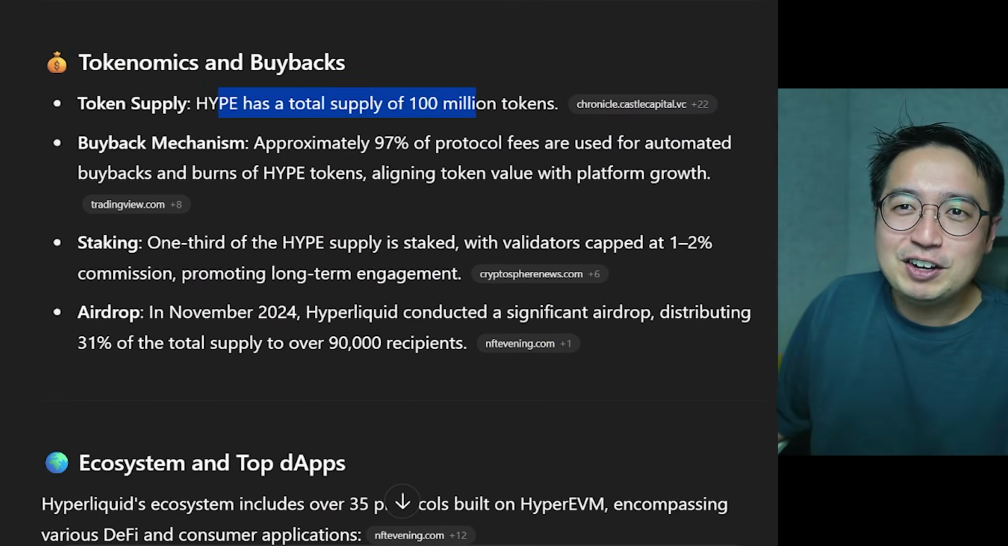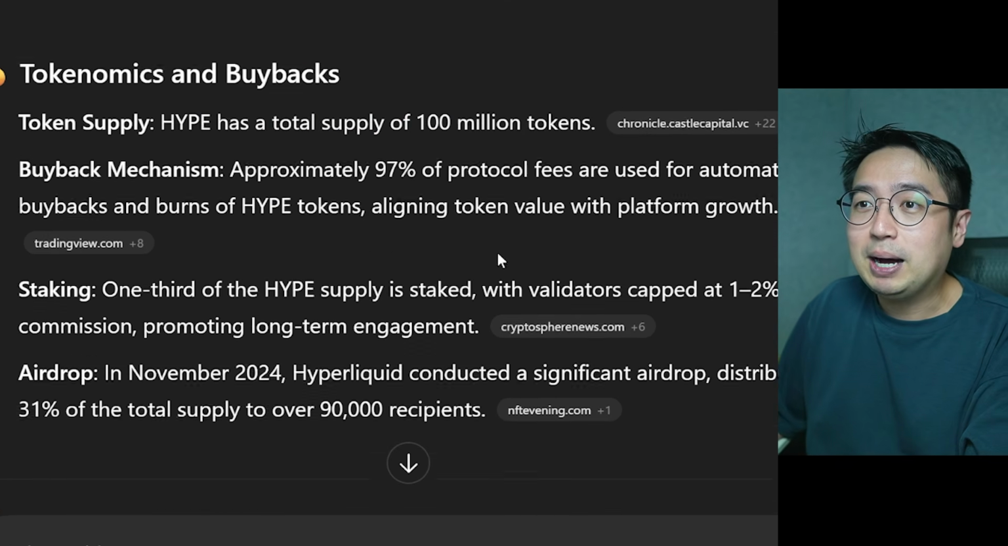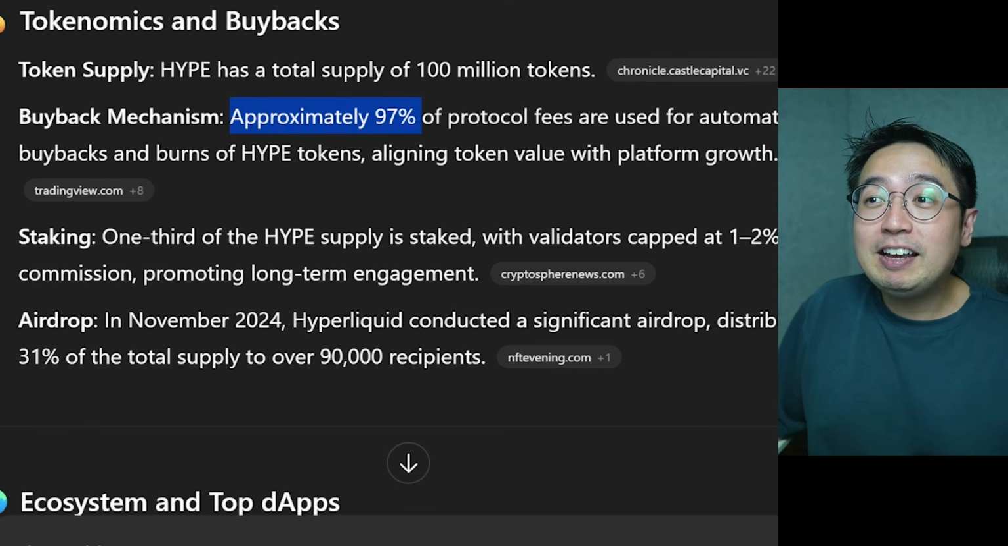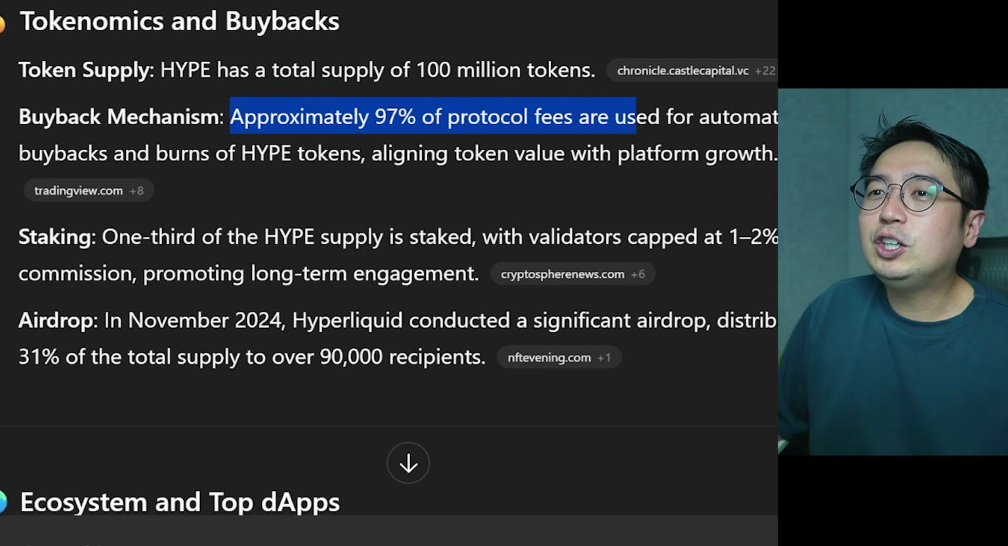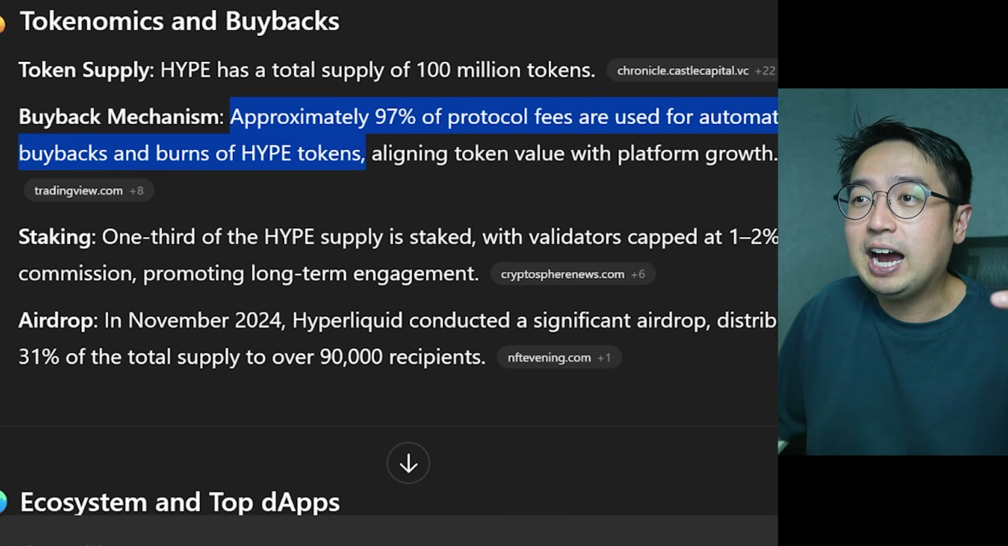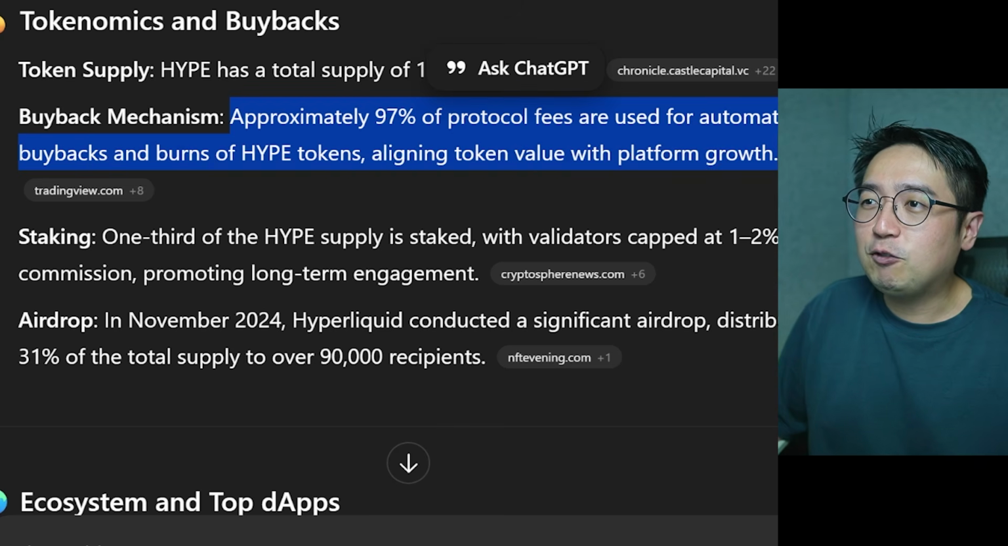Hype has a total supply of 100 million tokens, and they have a buyback mechanism. Approximately 97% of protocol fees are used for automated buybacks and burns of the Hype token, aligning token value with platform growth. So anytime you trade, you have to pay trading fees. 97% of those fees are being burned. So that means they buy the Hype token and then they burn that token. That token is gone from the supply, making each Hype token not burned more valuable. So this is called deflationary, and deflationary tokens always end up pretty good.